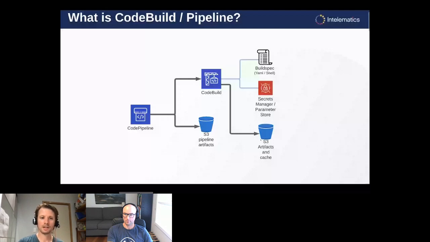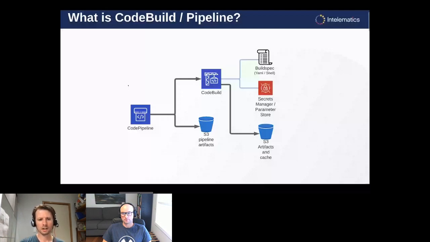So CodePipeline is really the orchestration of a whole lot of tasks. So AWS calls them actions. So they could be CodeBuild activities, or they could be other things. So I'll go into those in a minute.